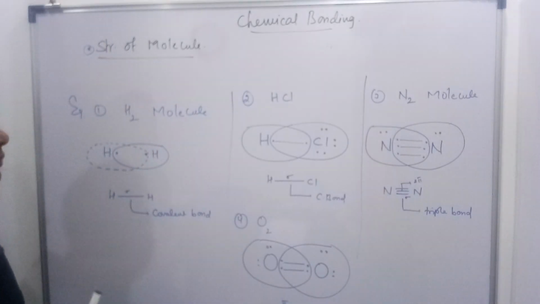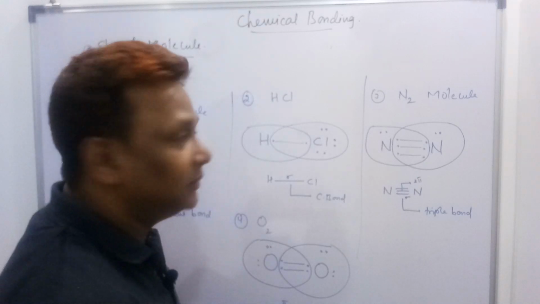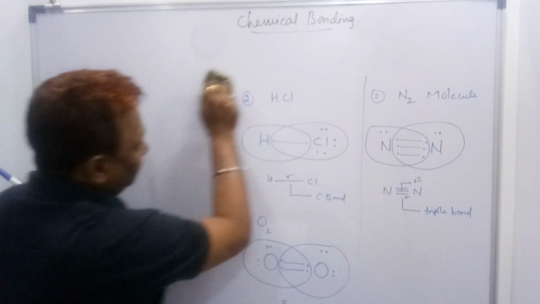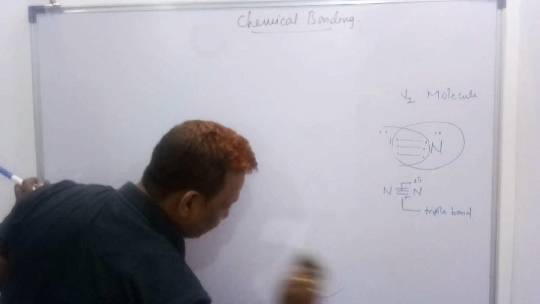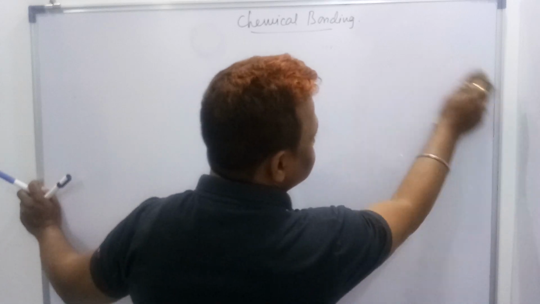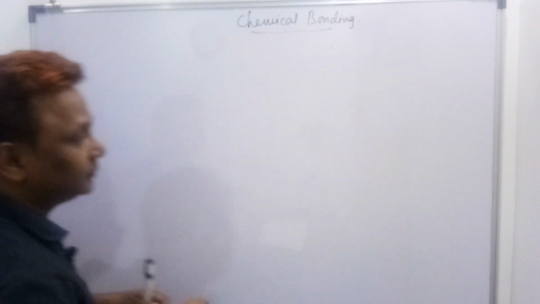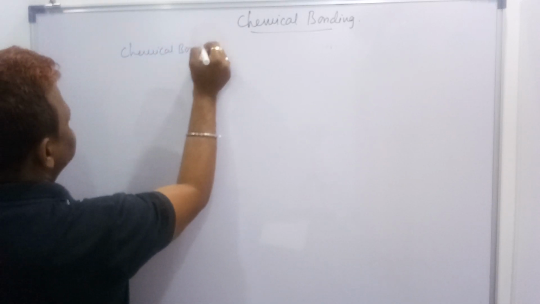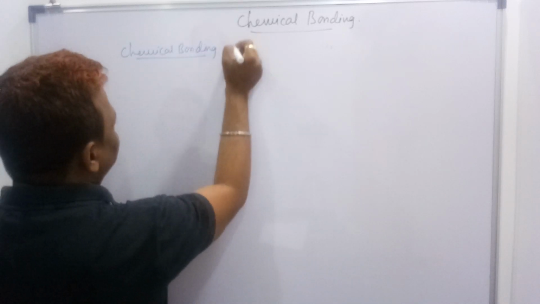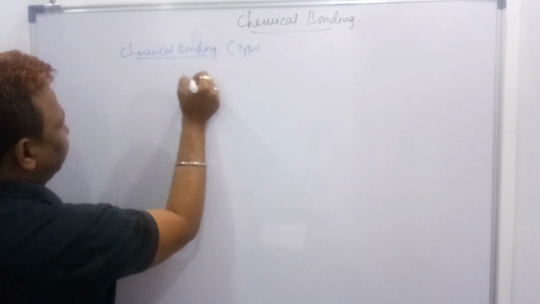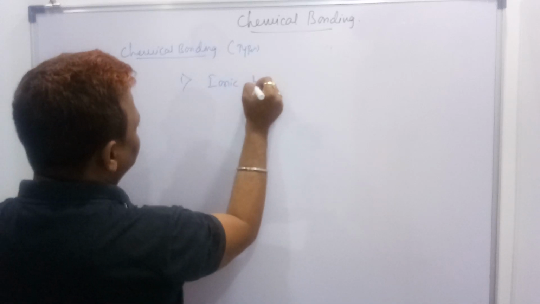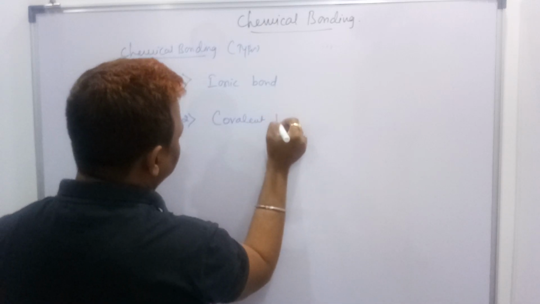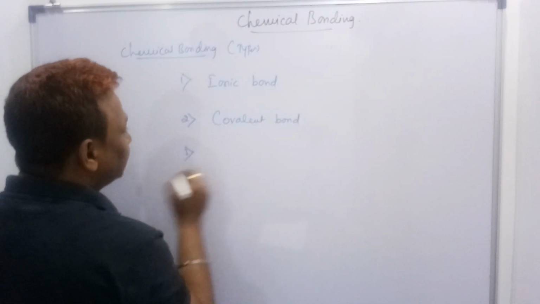Now we'll go with some more examples. That is the chemical bond, the types of the bond. What are the types of the chemical bond? Let us check it here. Now, chemical bonding is of the following types. The first one will be called an ionic bond. The second one will be called a covalent bond. And the third one will be called a coordinate bond.